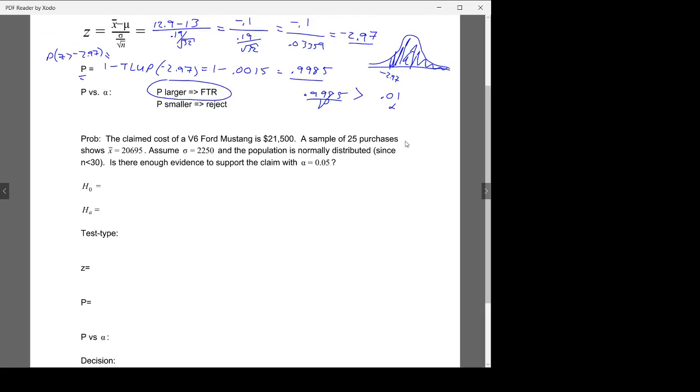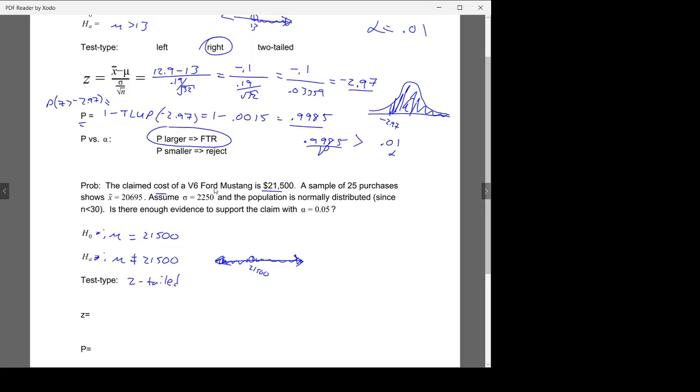Well, let's try the alpha. So again, we're talking about the claim cost of a Mustang, and this is talking about the average. So this should be mu here. We're saying it's 21,500, and there's no less than or greater than, so we're going to do equals. And that means our alternative says not equal to 21,500. So if we draw that in a picture, there's our 21,500. It means it could be anything to the right of that, or anything to the left. We call that a two-tailed test.